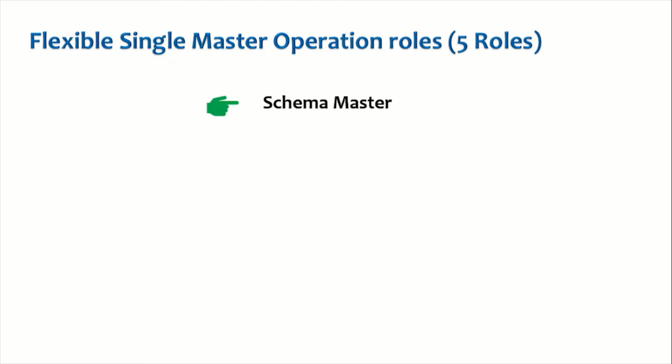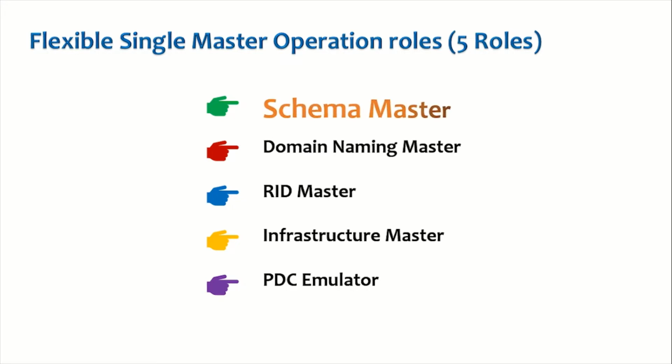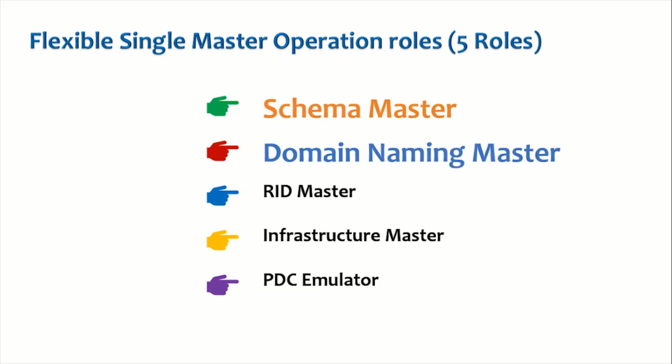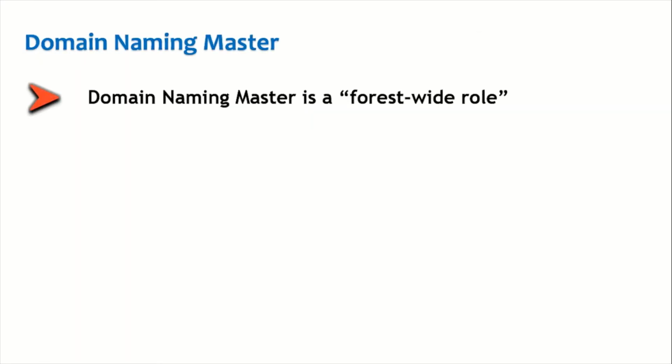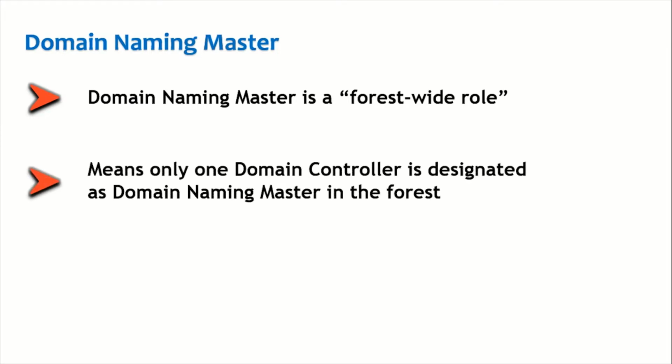So we have studied and understood the 5 roles. There are 5 FSMO roles: schema master, domain naming master, RID master, infrastructure master, and PDC emulator. In our earlier session, we covered the schema master. So today we are going to talk about the domain naming master. A domain naming master is a forest-wide role, meaning there will be only one domain controller designated as the domain naming master in the entire Active Directory forest.